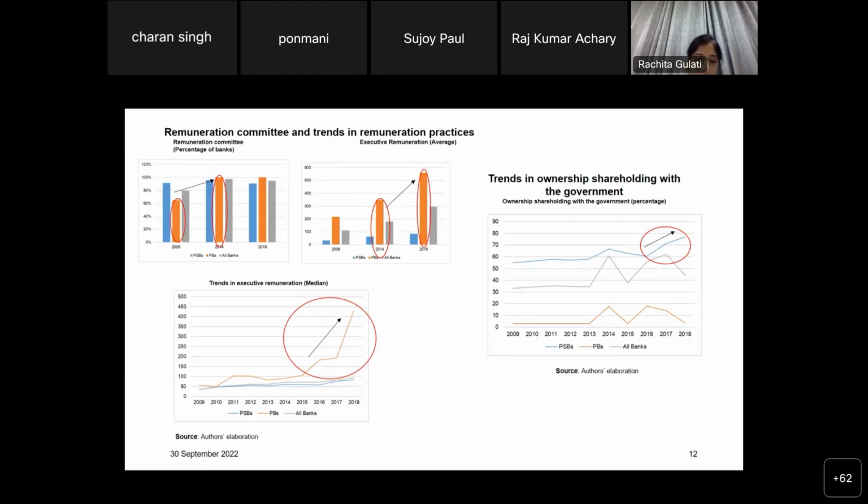On average, the government ownership in the banks' equity shareholding has increased in recent years from 77% to 80% to 85% or so in 2018.